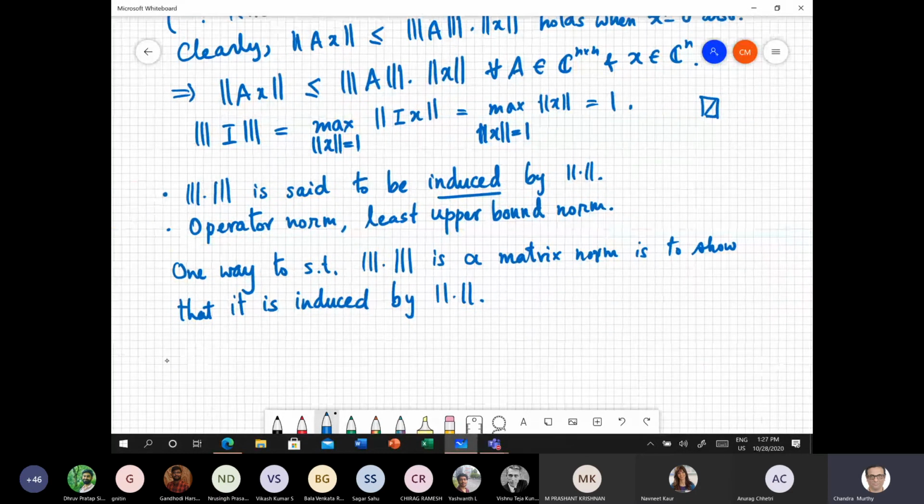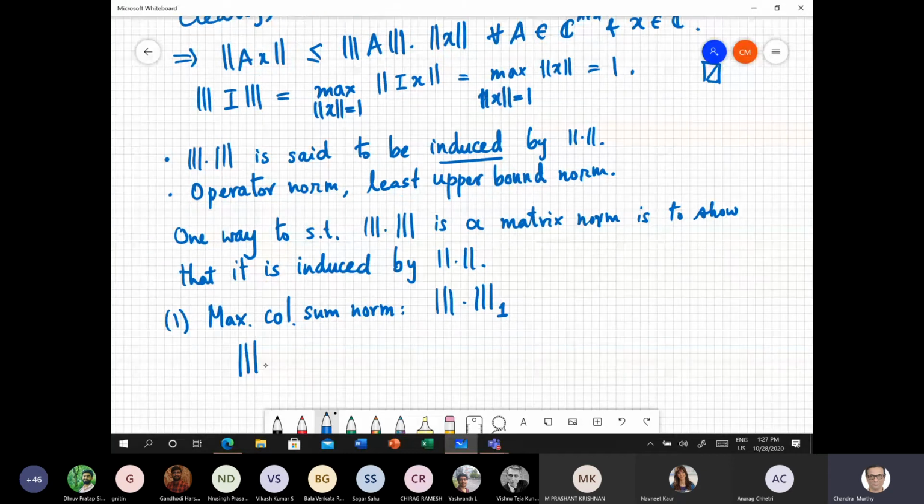So here's an example. So now I'm going to introduce the L1 norm with 3 bars. So this is called the max column sum norm. So I'm going to denote this with 3 bars and the one next to it. So it's defined as max over 1 less than or equal to j less than or equal to n of the sum from i equal to 1 to n of mod aij.